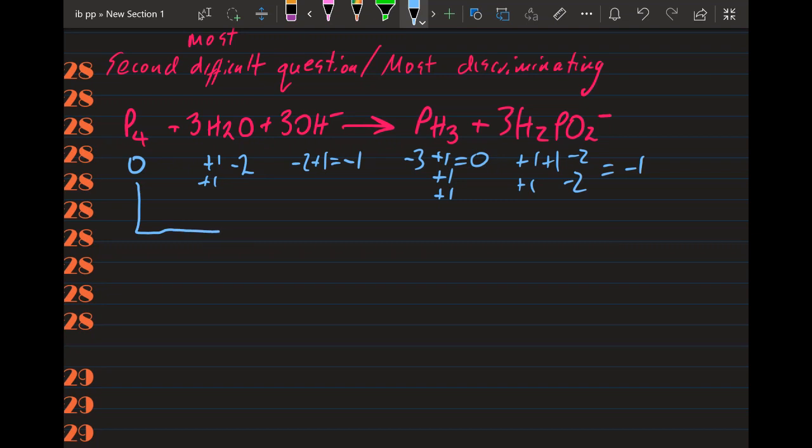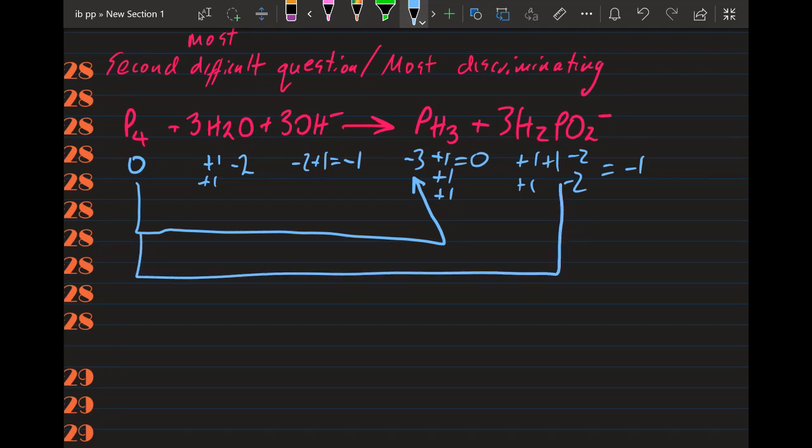So this is what's called disproportionation. There's a little trick here. The phosphorus does both things. It goes to the PH3 and it goes to that one there. The number goes up and the number goes down.